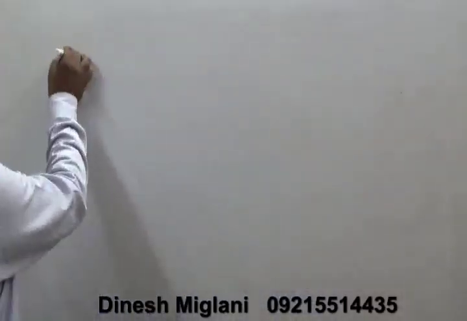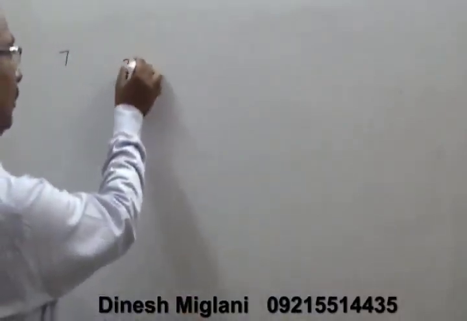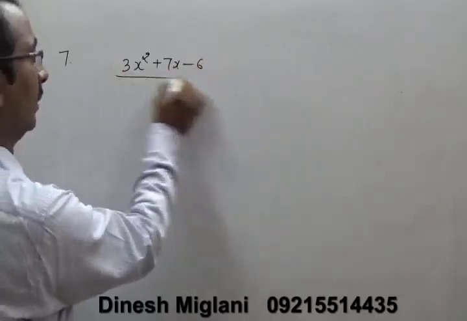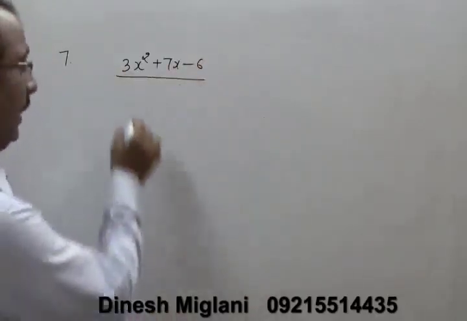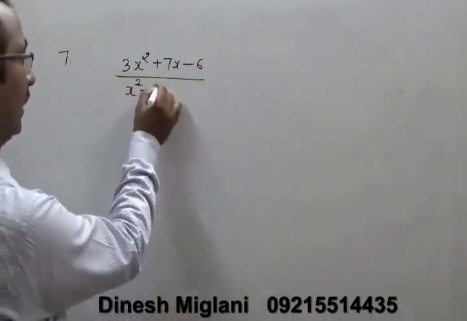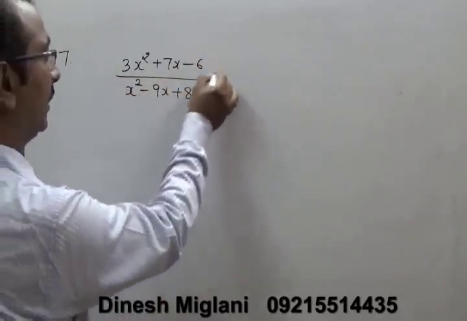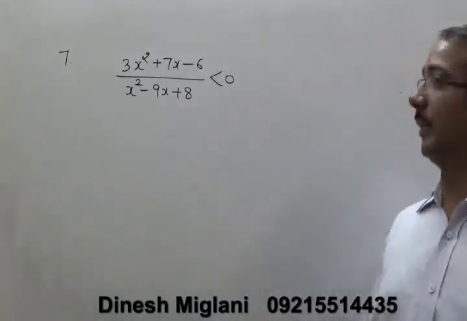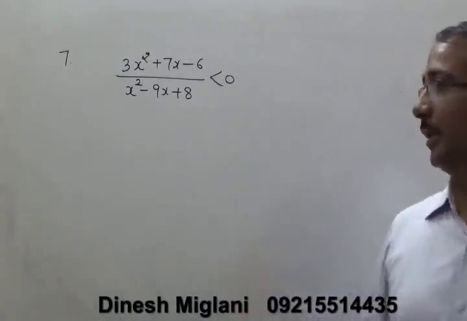After this, the next question that you have, just try to understand the question. It is given that (3x² + 7x − 6)/(x² − 9x + 8) < 0. Solve it for inequality. Find the different intervals of x that satisfy this particular inequality, right?